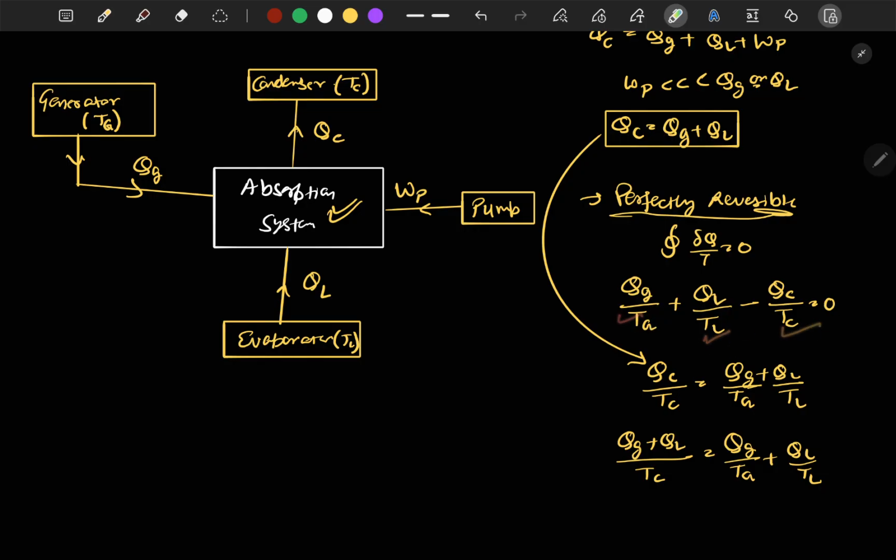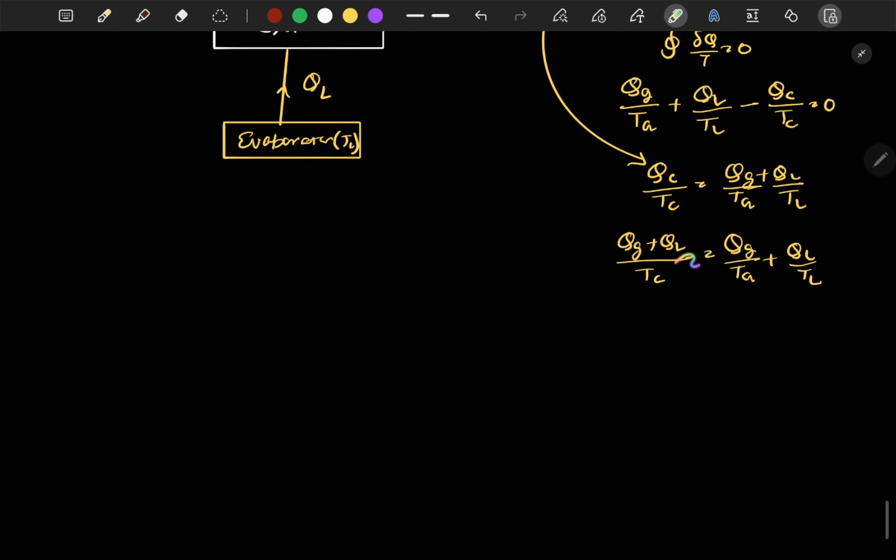If we talk about heat, QG, the heat we have supplied, we can measure how much we have supplied. QL, the load, is our effect, and we can also calculate it. QC is directly rejected to the atmosphere, so since this term is difficult to determine, we substitute it in terms of QG and QL. If we substitute this in the form of QG and QL, we get this equation.